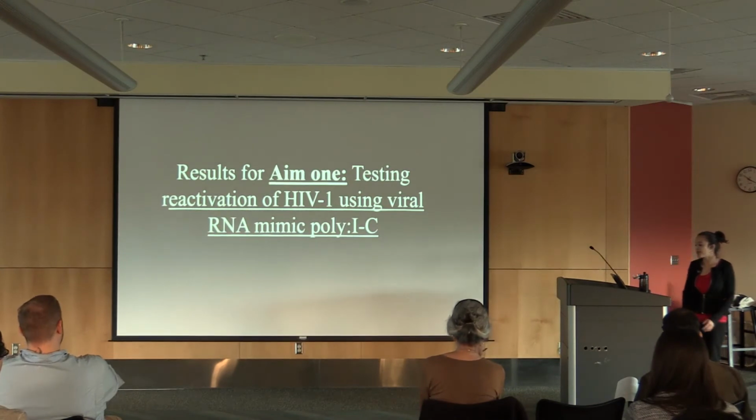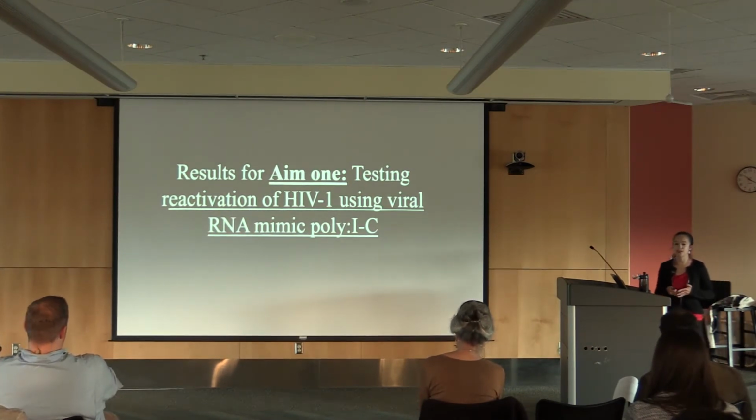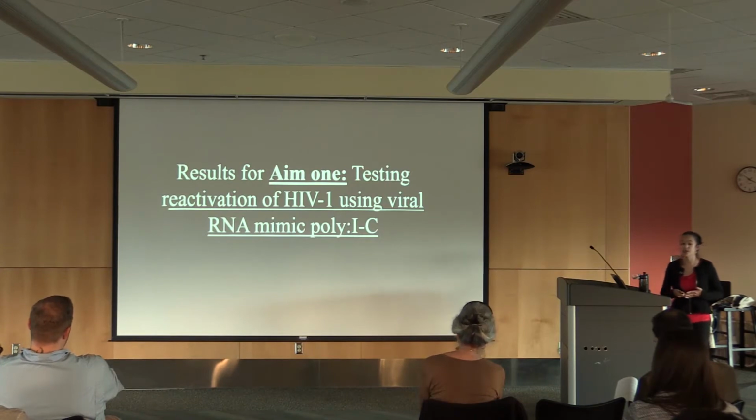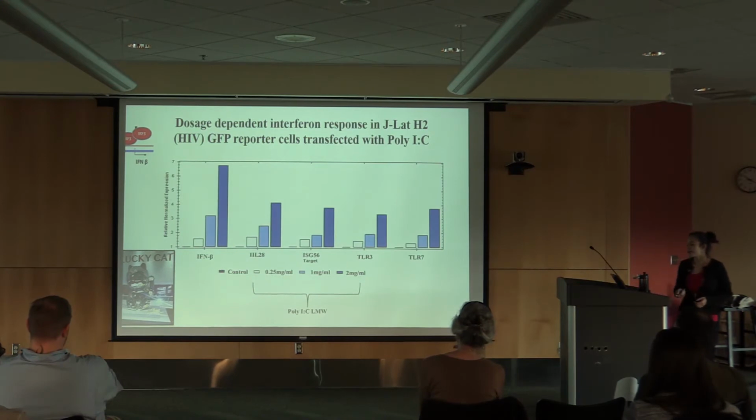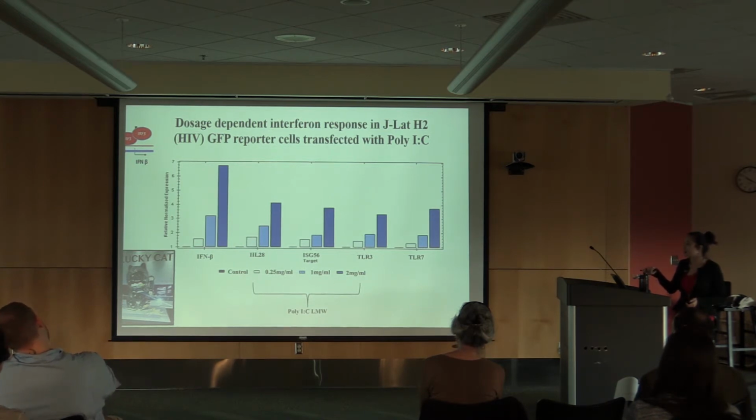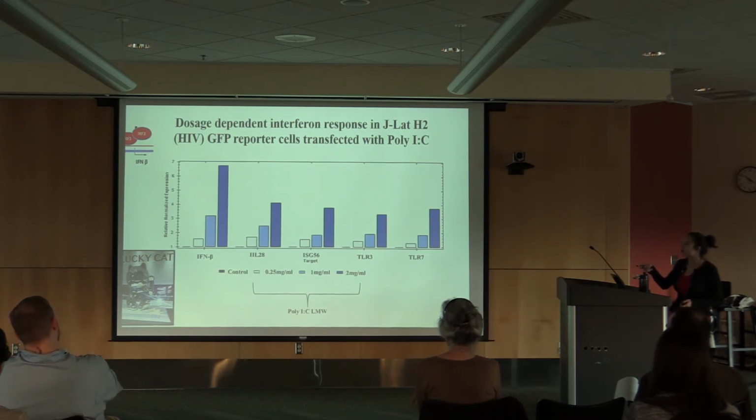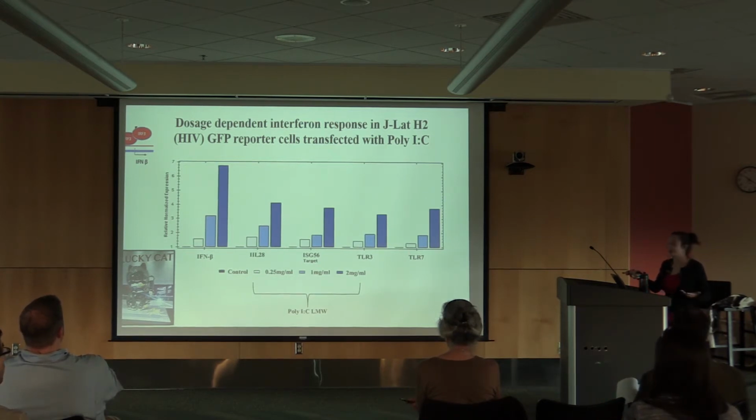Okay, so results for AIM-1, testing reactivation of HIV within these latently infected T cells using poly-IC. All right, so this graph is showing you JLAT H2s treated with a poly-IC low molecular weight at different dosages. And what's really great about this graph, this is RT-PCR. We're looking at relative gene expression, or transcript levels, on the y-axis, and on the x-axis are my targeted genes I'm looking at after the treatment.